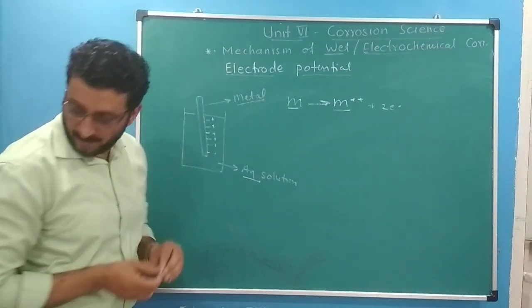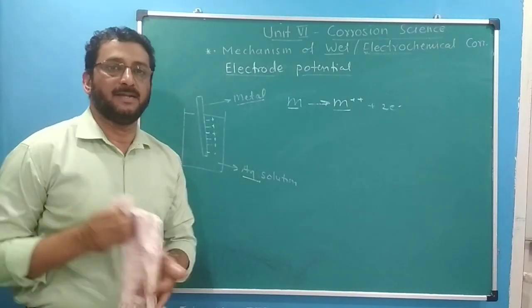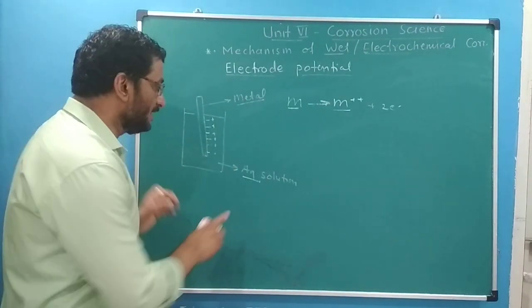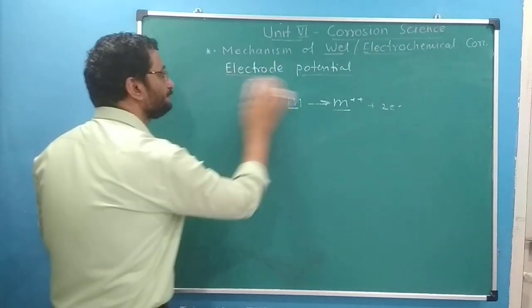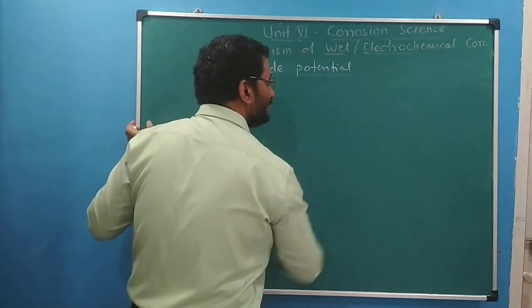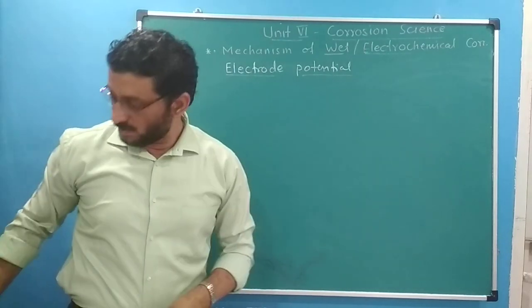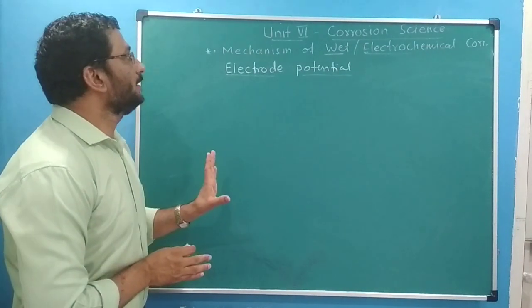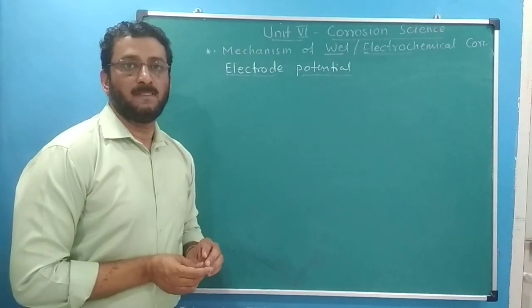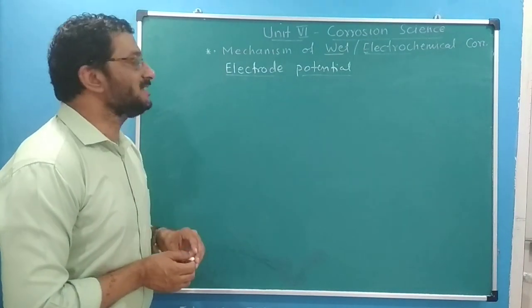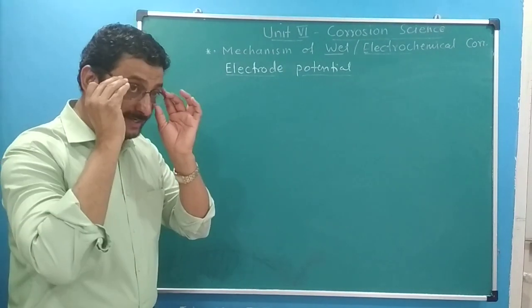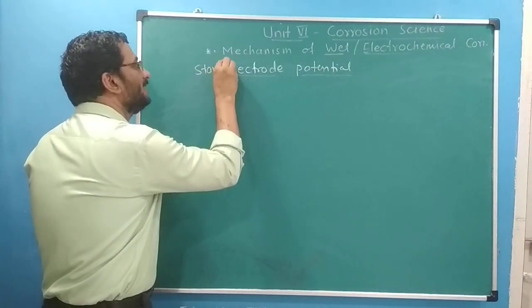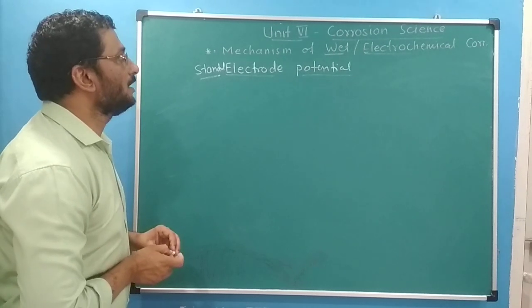That explanation is given by Nernst theory. In one line, we have mentioned that when a metal is exposed to wet condition, exposed to some conducting solution, it passes into the solution by losing electrons and forming metal cations. This tendency is expressed in the term called electrode potential. Under standard condition, that is called standard electrode potential, isn't it?